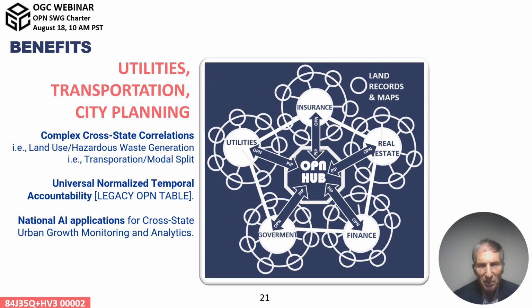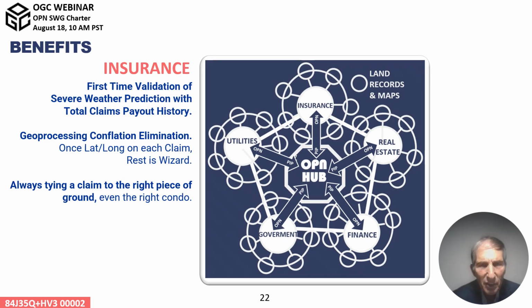For utilities, transportation, and city planning, complex cross-state correlations like land use versus hazardous waste generation or transit modal split is just great when it's all in one state, but what happens when the study crosses multiple state lines? Also, national AI applications for cross-state urban growth monitoring and analytics never before possible. And for insurance, the impact is possibly the most immediate and greatest of all, with first-time validation of severe weather prediction with total claims payout history. Once there's a lat long on every claim, the rest is just a wizard, and we are always tying the claim to the right piece of ground, even the right condo.